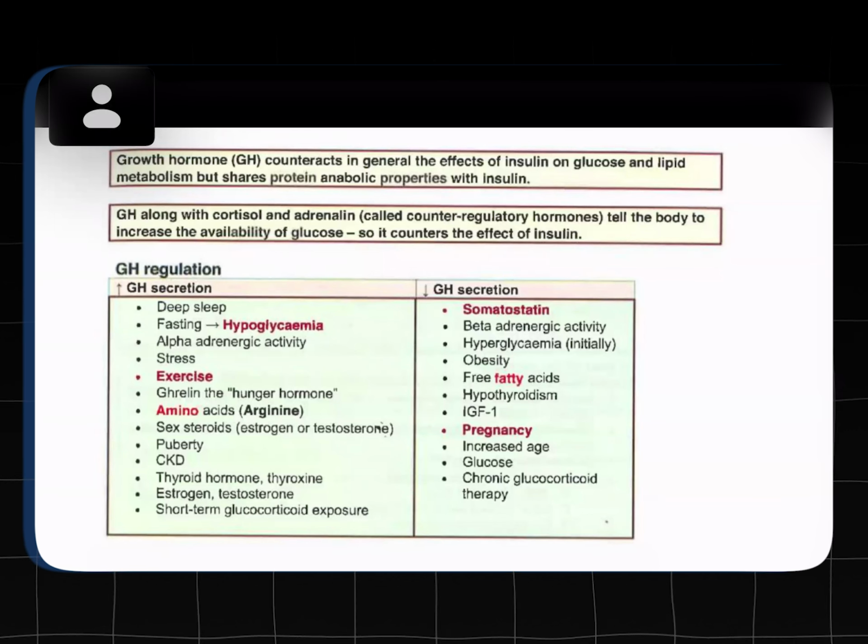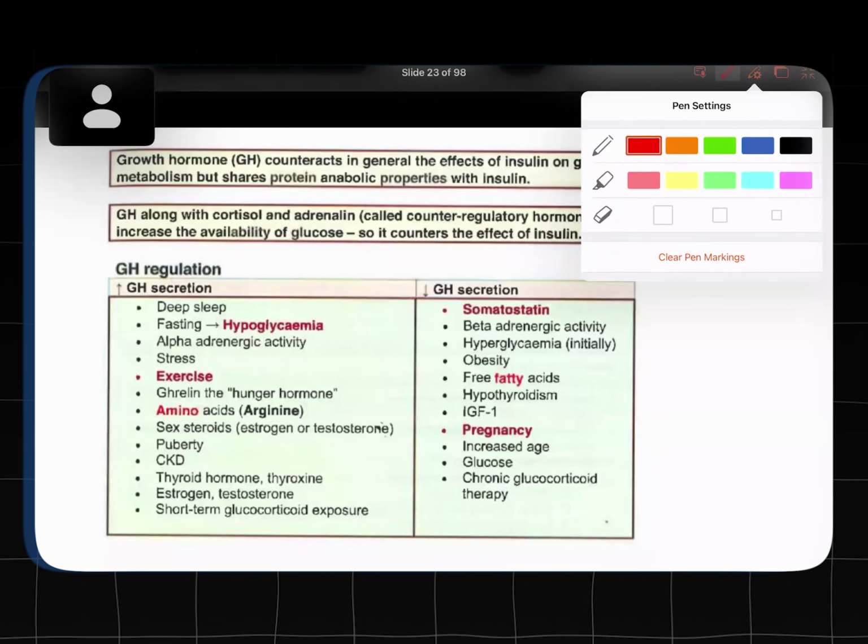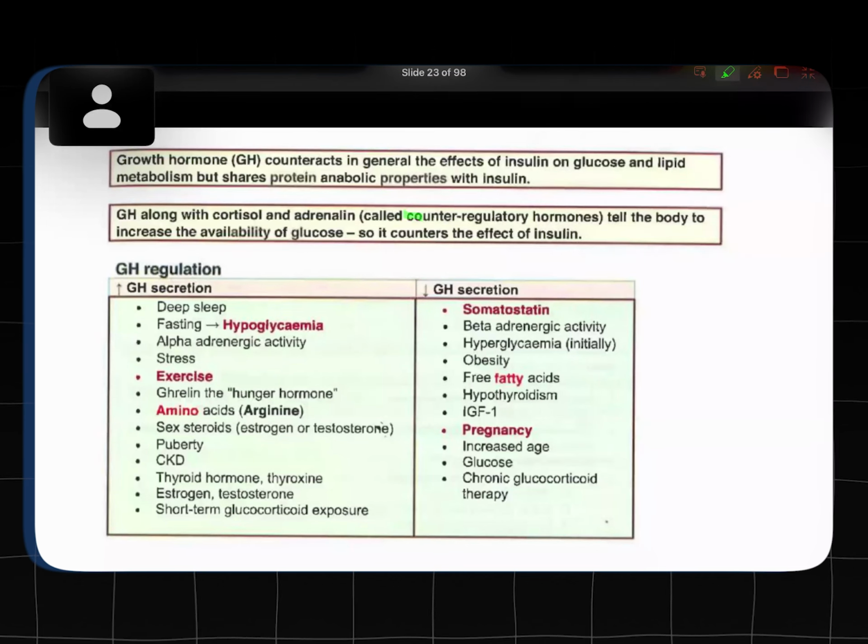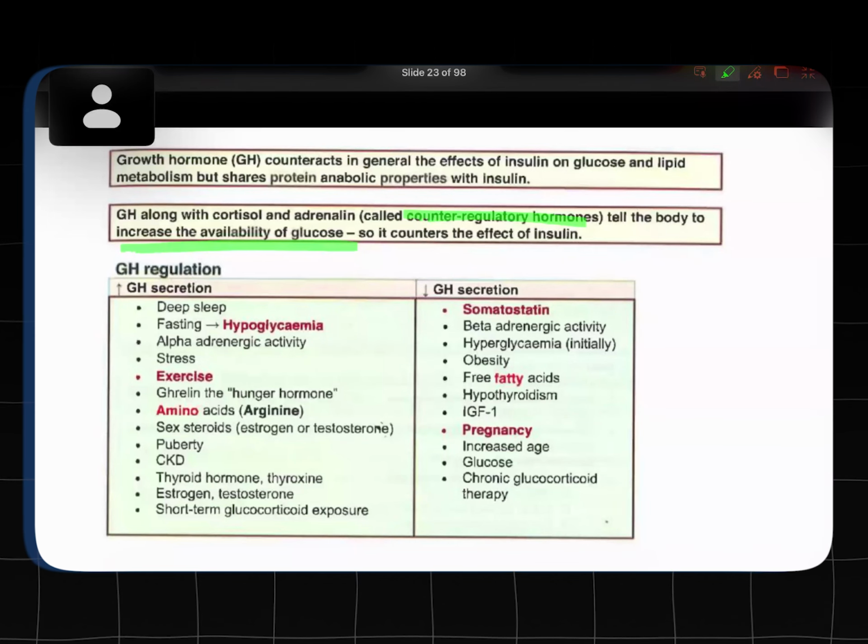Growth hormone with cortisol and adrenaline are the counter regulatory hormones. These together are called the counter regulatory hormones. They basically increase the availability of glucose. So all these three hormones will increase the availability of glucose, that is, counter the effect of insulin. This chart you have to remember. I am not going through it because it's just going through the names.